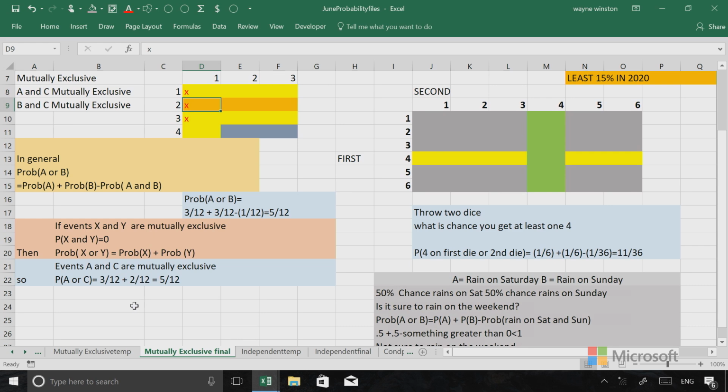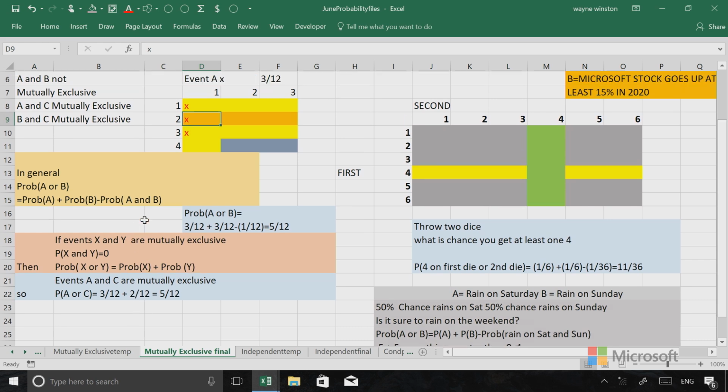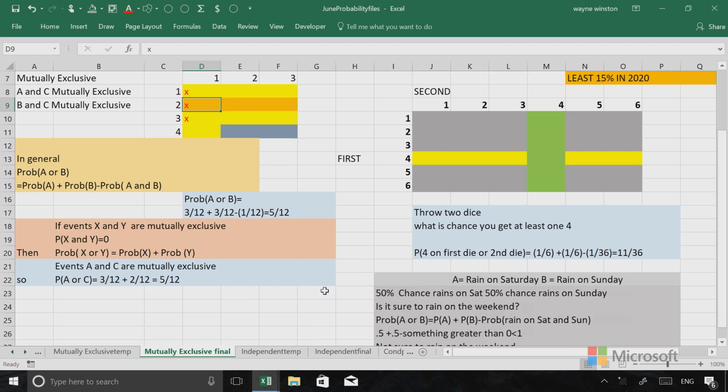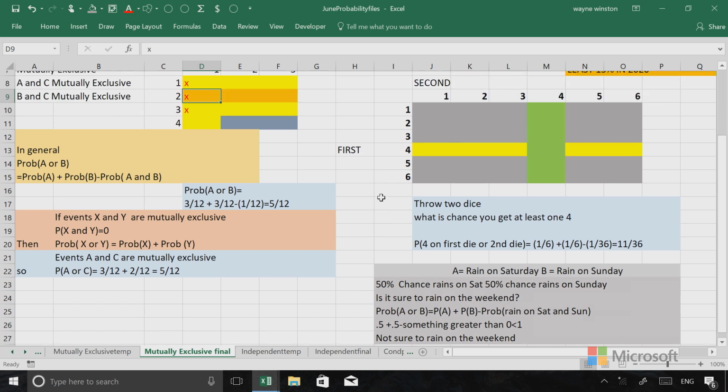Now, what's the probability of A or C? Now those are mutually exclusive. So A and C can't occur together, so that last term drops out. So the probability of A or C would be the probability of A, which is 3/12, plus the probability of C, which is 2/12. Okay, two more practical examples.